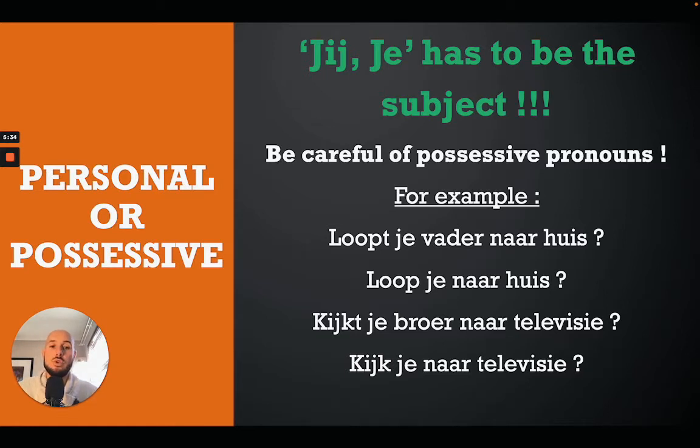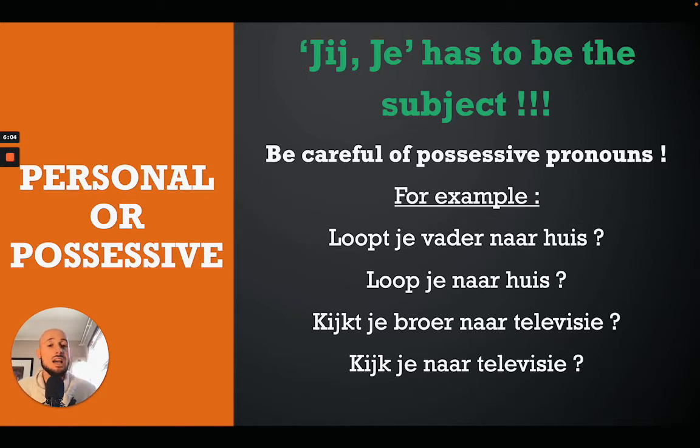For example, loopt je vader naar huis? There's a T there. However, there's je. Now the rule said just before, if it's jij or je, if it's inversion, it is inversion because our verb is in front of je, we have to take away the T. However, why do we write a T? Well, je is going together with vader, and it's your father. So je, in this case, is a possessive pronoun.